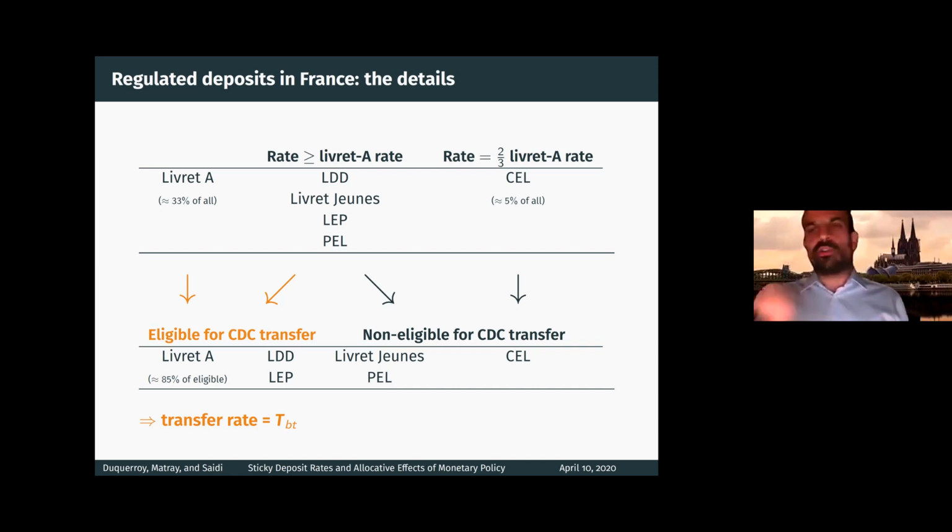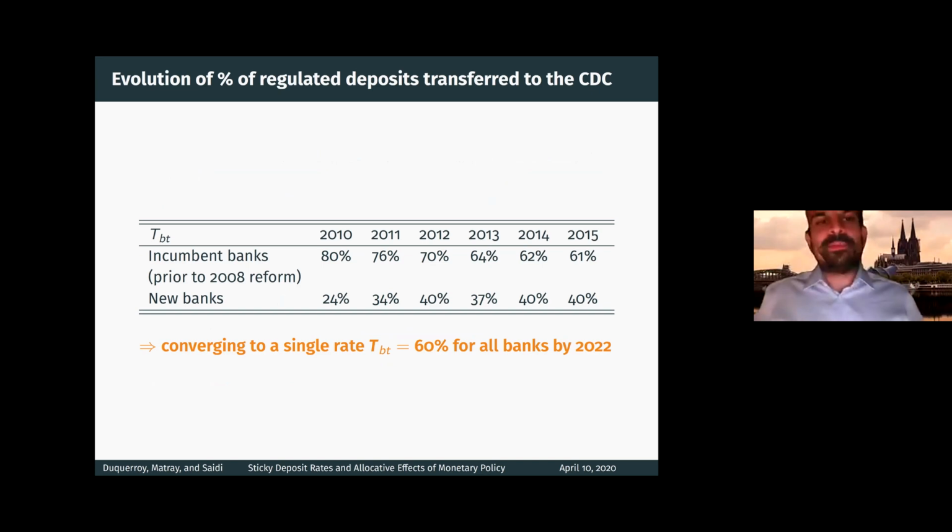So it varies across banks and over time in the following way. Up to 2008, which marks the year of the law of the modernization of the economy, there were only 3 banks that could offer these Livret A accounts. Starting January 1st, 2009, all other banks offer them as well.